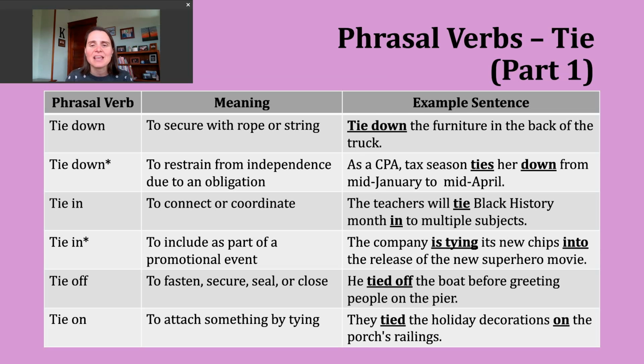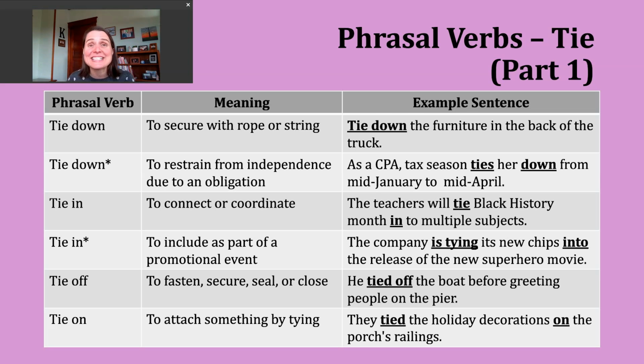An example of this: The teachers will tie Black History Month in to multiple subjects. Here, will tie Black History Month is an example of the simple future. So we're talking about some teachers' plans for February. So they might incorporate some Black history maybe into art, could be into math, into history, into reading or literature, right? That's what they mean. They're going to connect it into those other subjects.